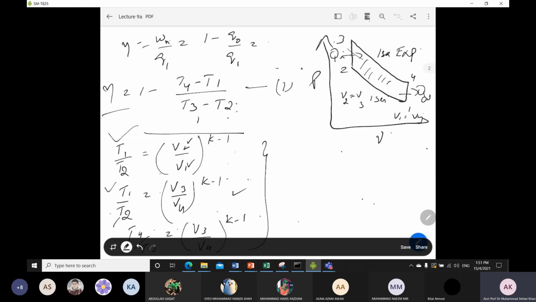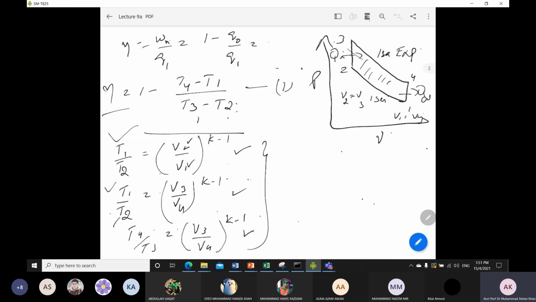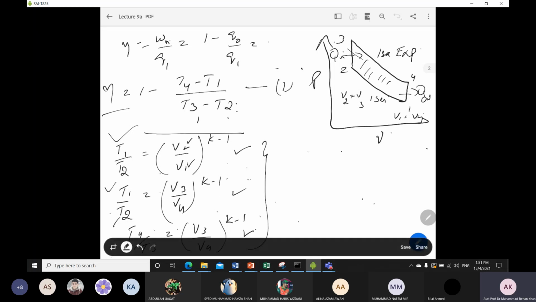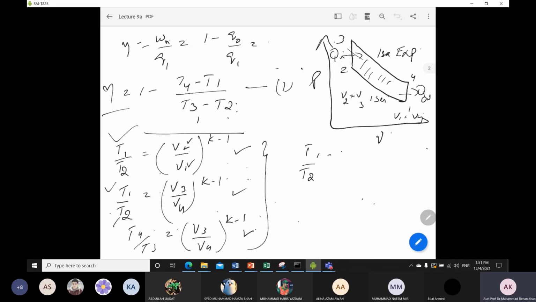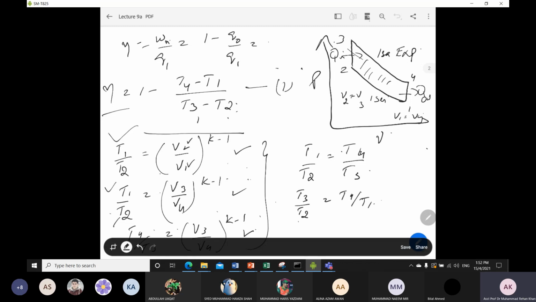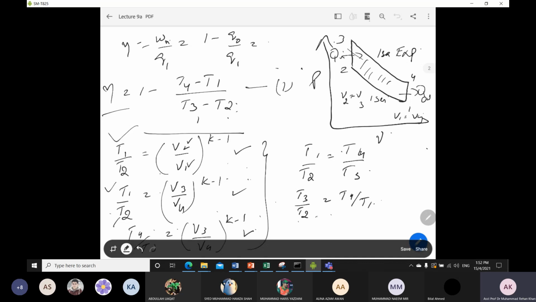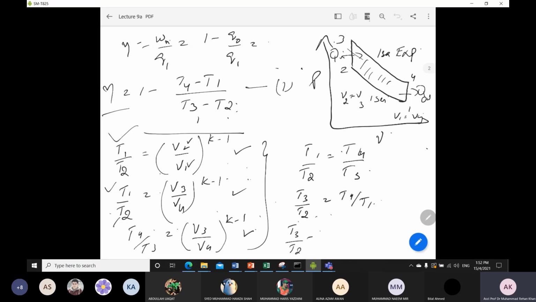Okay, from these equations you can notice that if you make this equation equal to this one, because the right hand side of these equations is the same, since V2 is equal to V3 and V1 is equal to V4, you can easily say that T1 over T2 is equal to T4 over T3. Now you can rearrange it: T3 over T2 is equal to T4 over T1. If you subtract 1 from both sides, it will not make any difference, because it will again be the same thing: T4 over T1 minus 1. Okay, so both of these are the same equation.